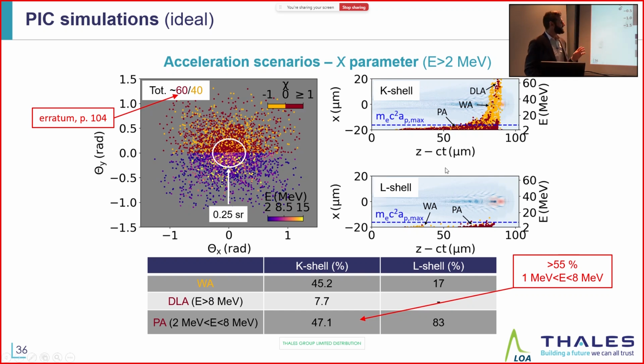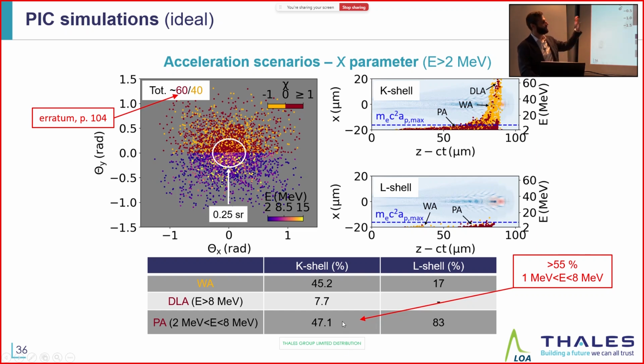So doing this, assuming this range, again, I consider just electrons above 2 MeV, because it's not particularly interesting to consider electrons with energies which are too low anyway. Between 2 and 8 MeV, where 8 MeV corresponds to MEC squared AP max, we have around 47% of the K-shell electrons experiencing ponderomotive acceleration.